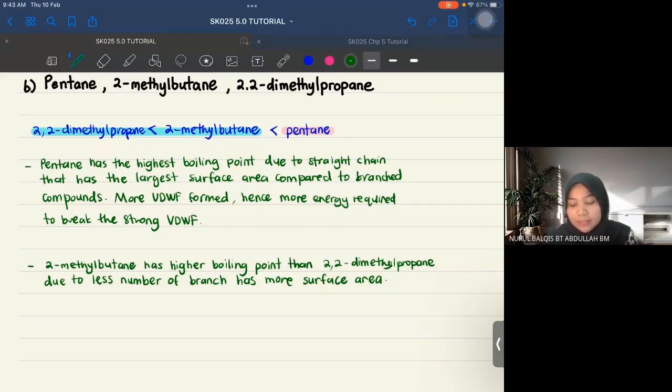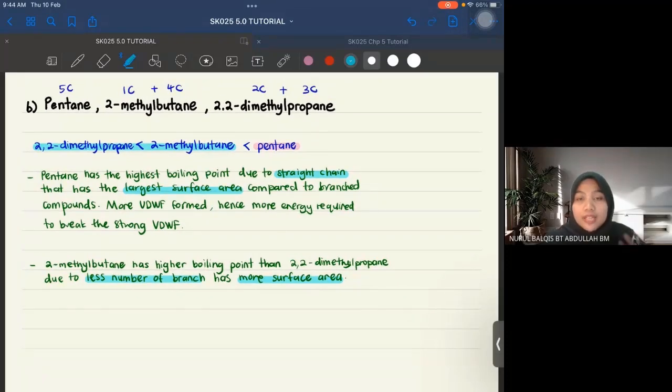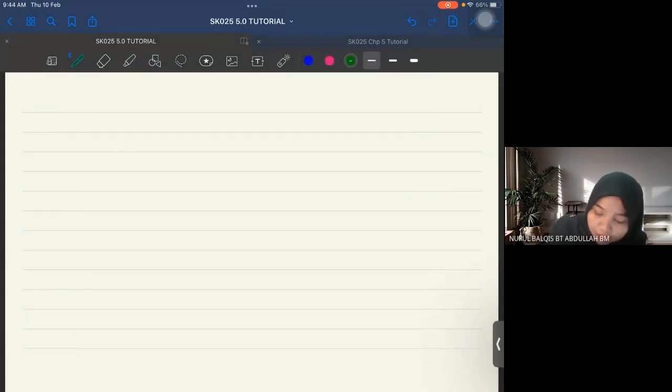Selalunya dia akan tengok sebab awak dah emphasize. Dalam straight chain, kalau straight chain memang larger surface area. Bila awak ada branch, surface area pun dia akan main peranan lah. Okay, Miss. Asalkan awak mention benda tu dan benda tu sampai, tak ada masalah. Asalkan ada point tu.